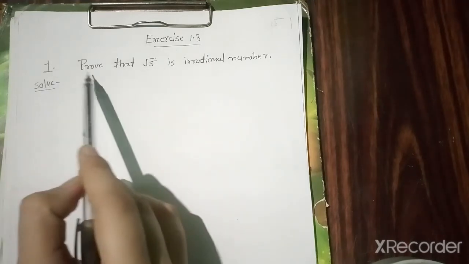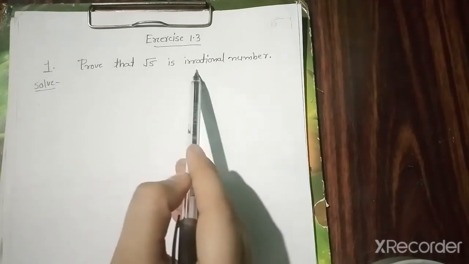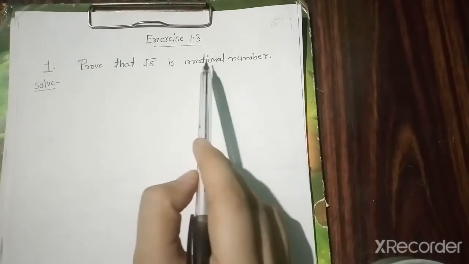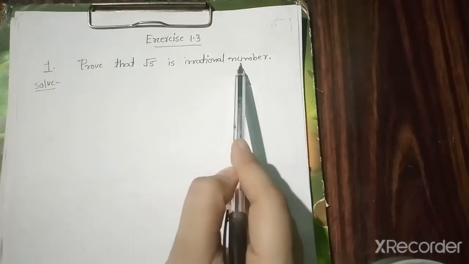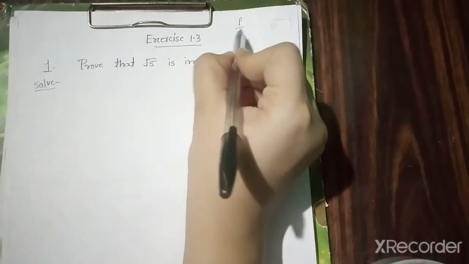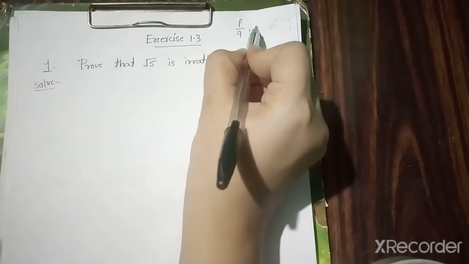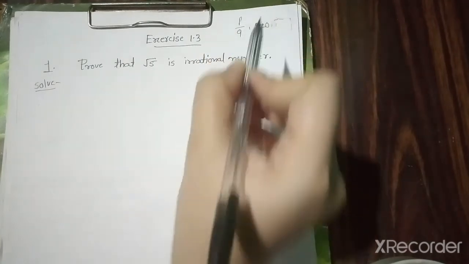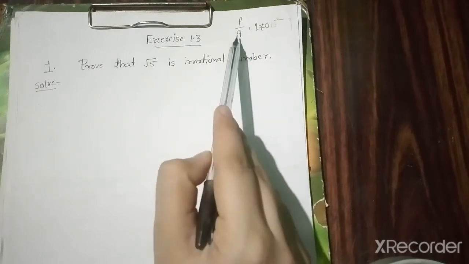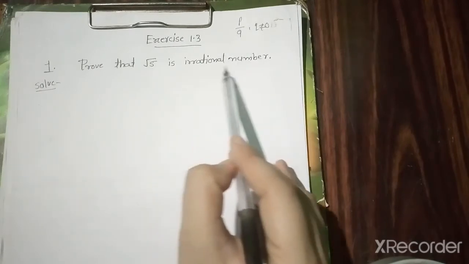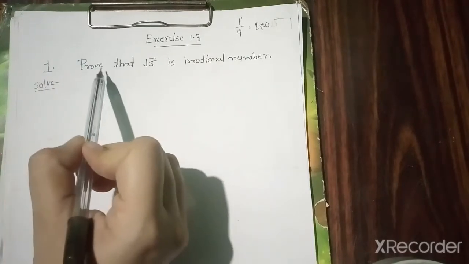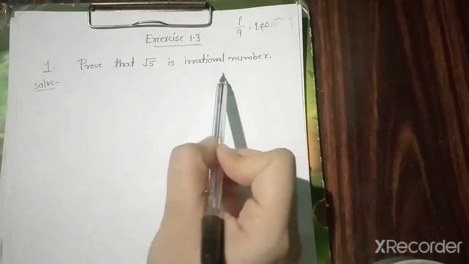Our question is, prove that root 5 is an irrational number. So what is an irrational number? An irrational number is a number which cannot be written as p upon q, where q is not equal to 0. A number which cannot be written in the form of p upon q is an irrational number. So we will prove that root 5 is an irrational number.